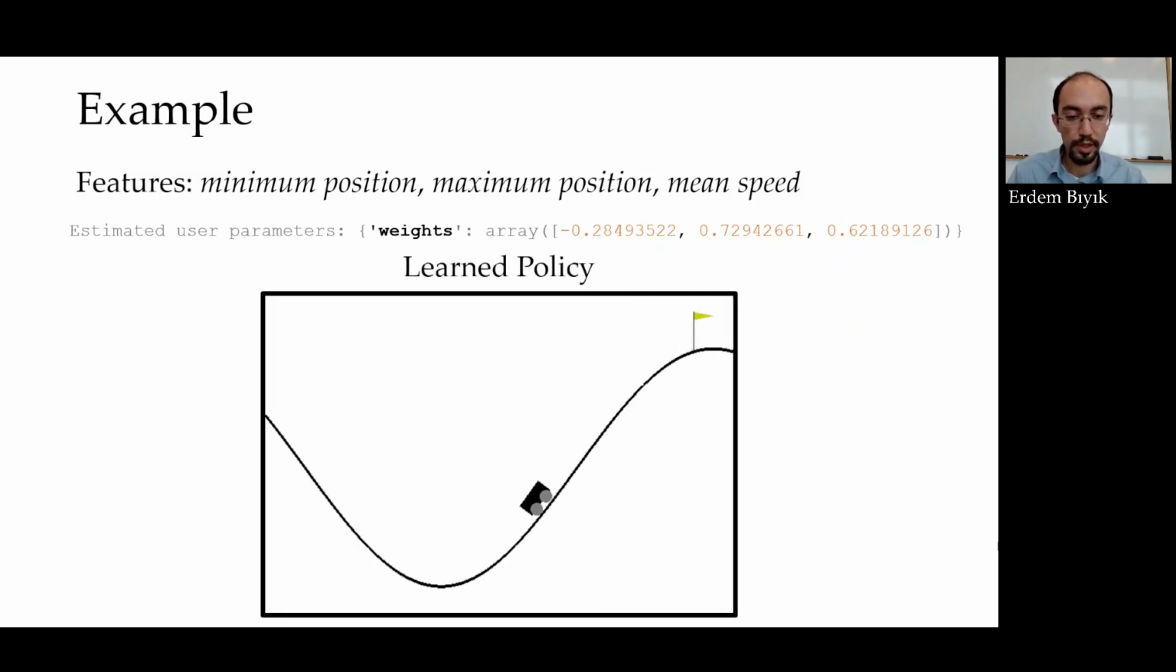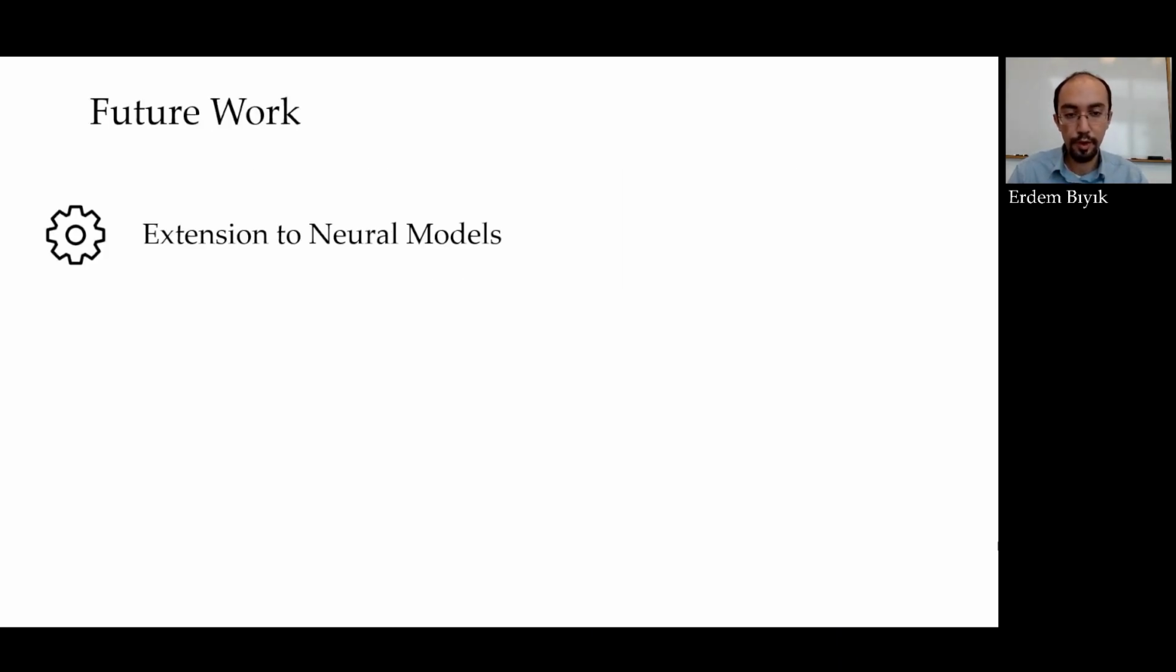It's a policy that successfully achieves the task. But you'll see that the car makes sure to hit the left wall before passing the yellow flag. This is because the reward function encourages it to also minimize the minimum position. So, by designing the features in this way, we gave it another objective, which might be unnecessary. And this informs us about one of the future research directions.